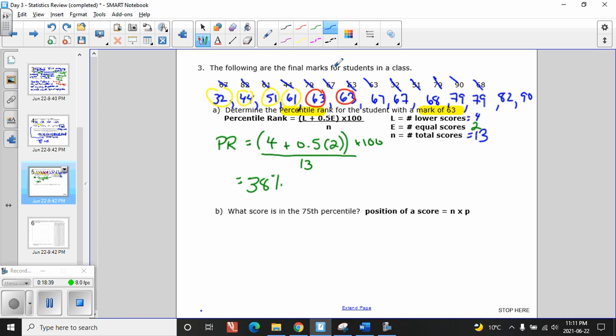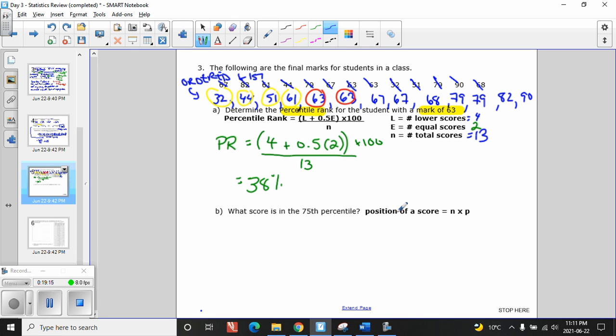And a final question for this video says what score is in the 75th percentile? So we're going to be looking at the ordered list and try to figure out what is 3/4 of the way along. So there's halfway, 3/4. It's going to be somewhere up here, but I'm not sure if it's 68, 79, somewhere in between those. But it's going to be somewhere up in that upper end.